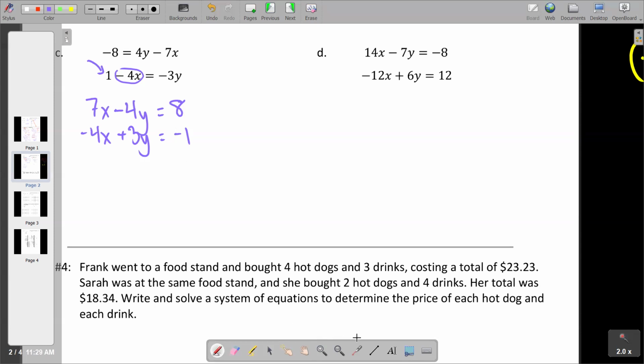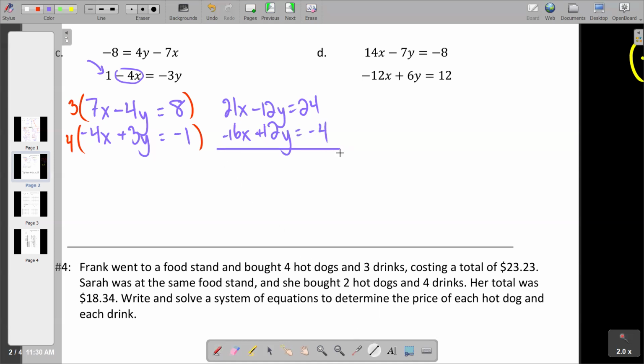Again, you have to think to yourself, if I surveyed normal people and said, would you rather work with 28s or 12s? Most people are going to say 12s because 12 is smaller. And humans are not dumb, right? We'd rather work with smaller numbers. So my choice is to kill the y's. So I'm going to multiply the top by 3 and the bottom by 4. That's going to morph my system into 21x minus 12y equals 24. Negative 16x plus 12y equals negative 4. And this is where I draw my line and say, I'm going in.